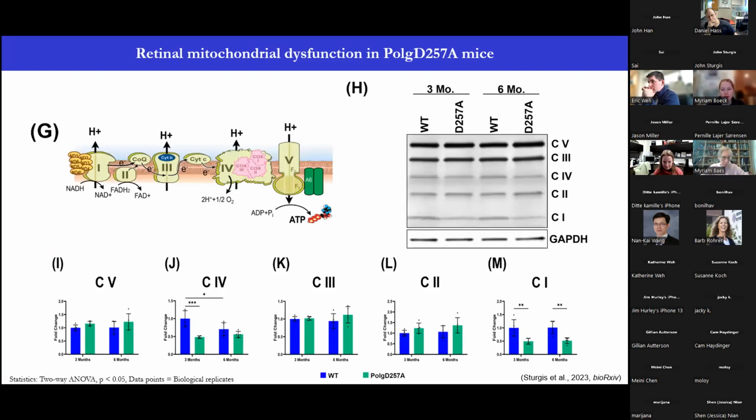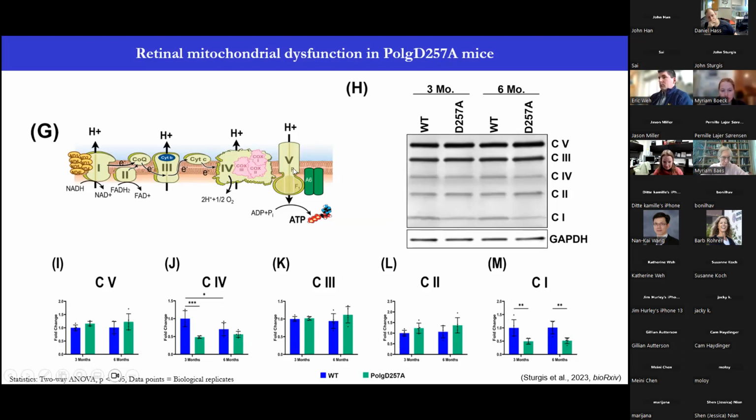And then the final thing that we looked at in the retina, at least, was the complex proteins themselves. And so we used this total OXPHOS antibody from Abcam, which probes for a specific subunit of each of the complexes of the electron transport chain. And we saw a significant reduction in complex 4 between genotypes at the 3 month time point, and also a significant reduction just with aging alone in complex 4. In complex 1, though, we saw a significant reduction at both the 3 and the 6 month time point, with no significant reduction just with aging alone.